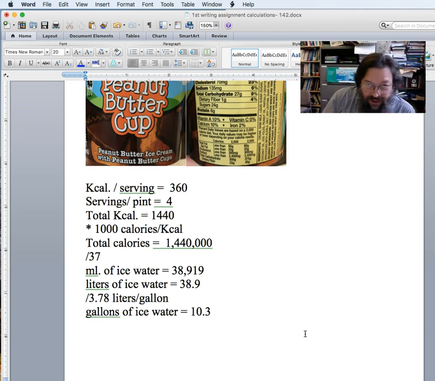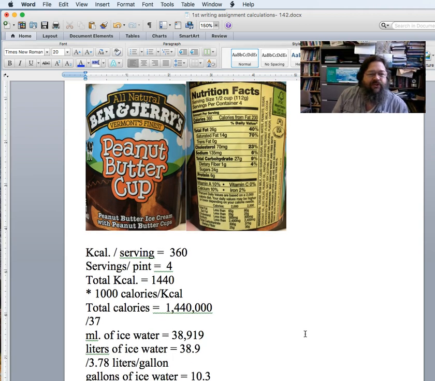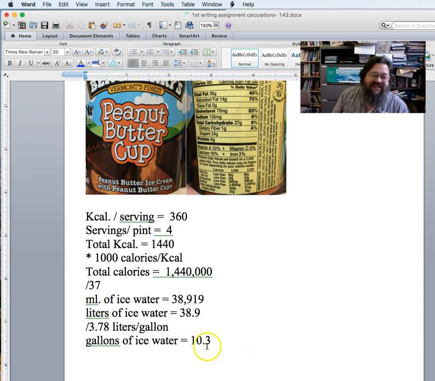So let me just be very clear. I am not suggesting that anybody drink 10.3 gallons of water or ice water or anything else. If you were to try to do that, it would wash the electrolytes out of your body. It would actually kill you to drink that much water. So this is not a practical diet at all, this ice water diet. But what I want you to see is how much energy. Can you imagine? This pint of ice cream has enough energy to take a little over 10 gallons of water from ice water temperature up to hot tub temperature. That's an enormous amount of energy in food.